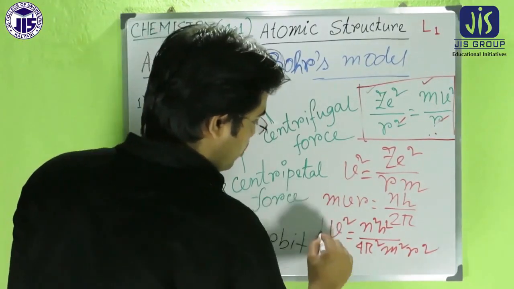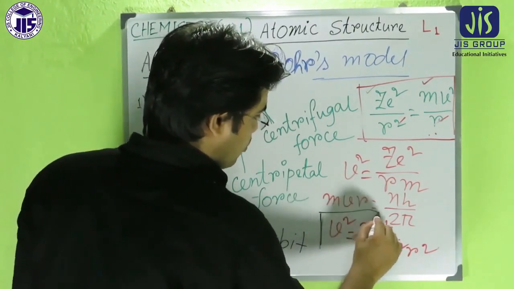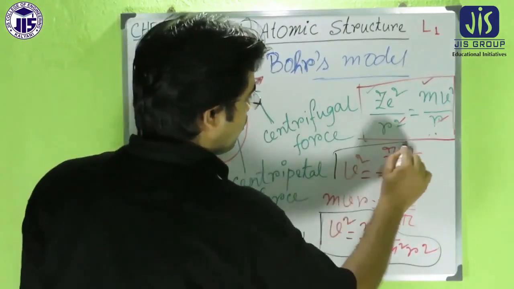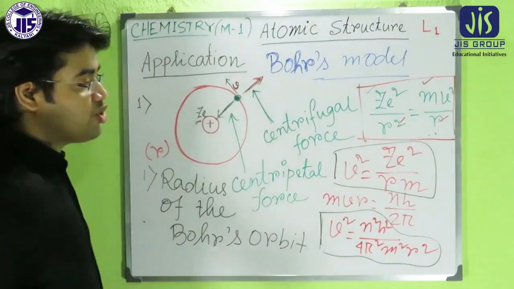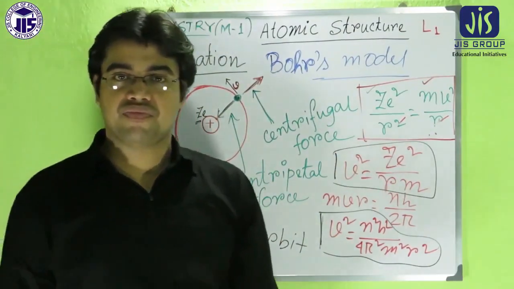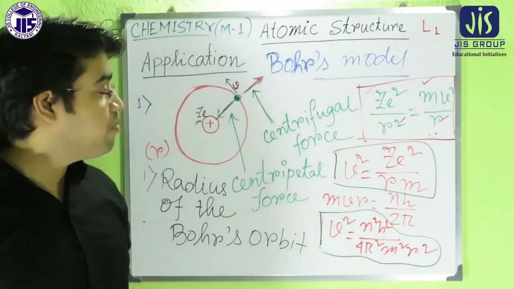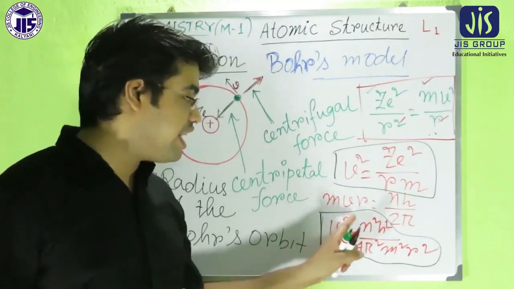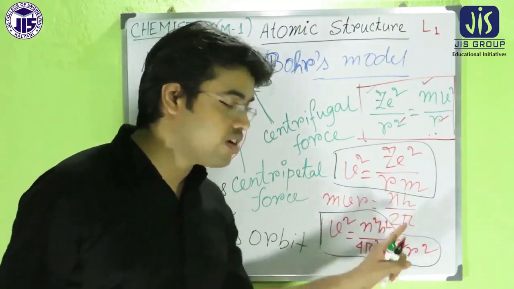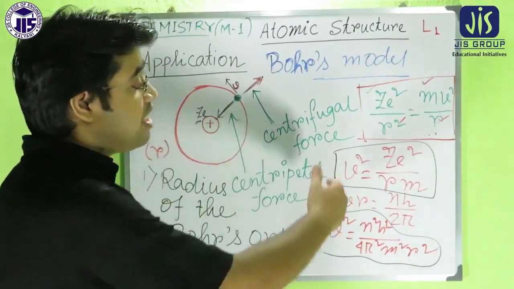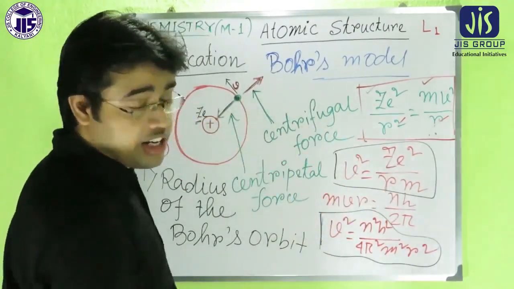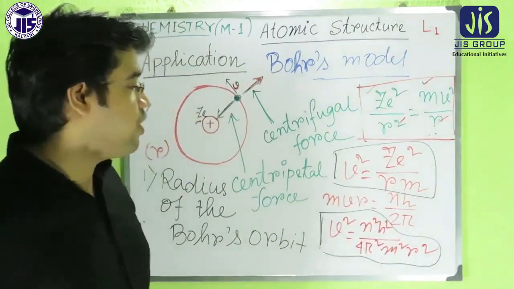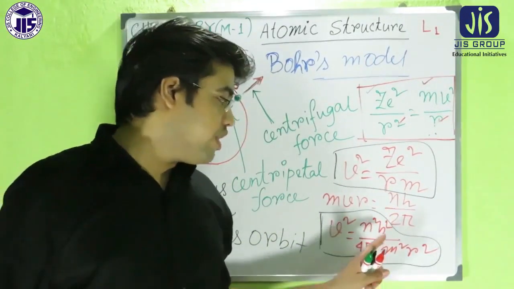So v square equals n square h square by 4 pi square m square r square, and here v square equals z square by r m. Both equations, v square equals z square by rm and v square equals n square h square by 4 pi square m square r square, must be equal. That means z square h square by rm equals n square h square divided by 4 pi square m square r square.